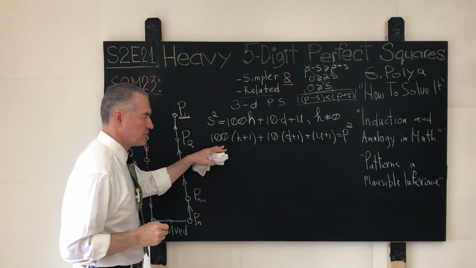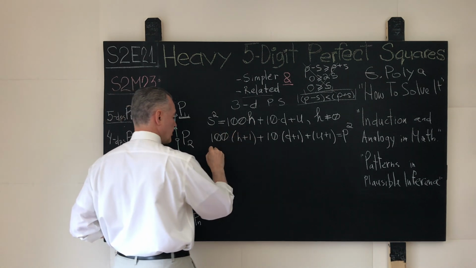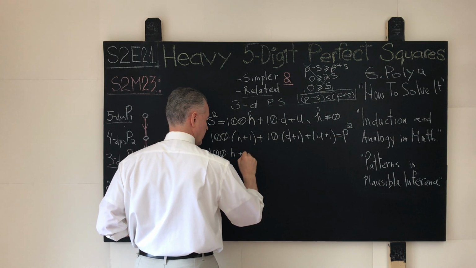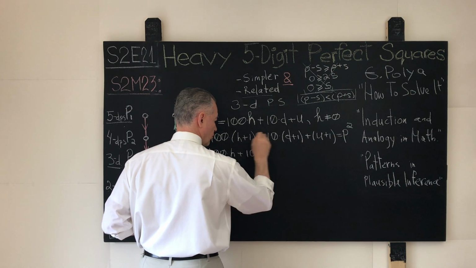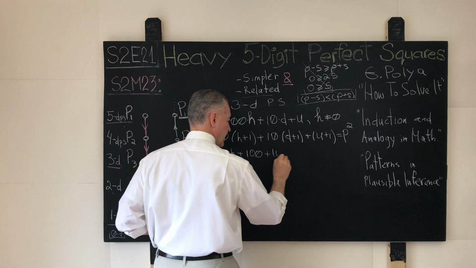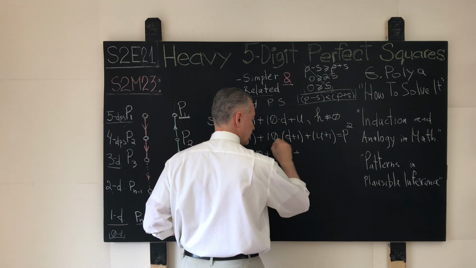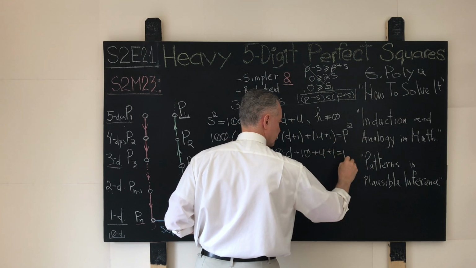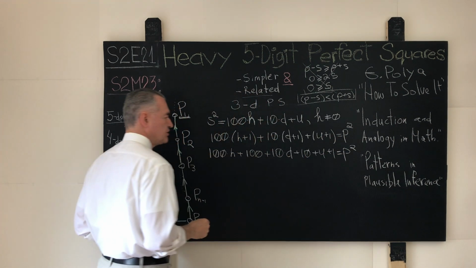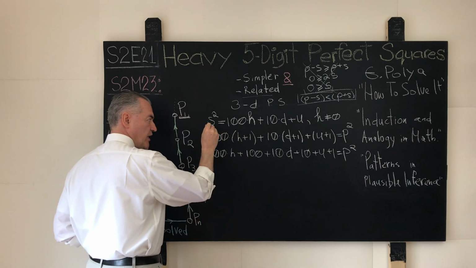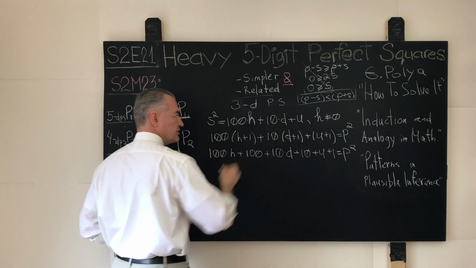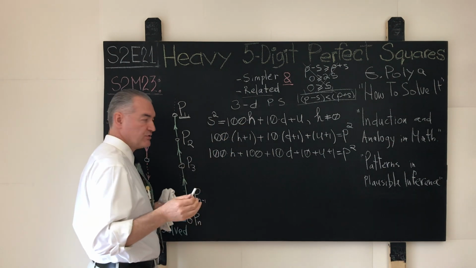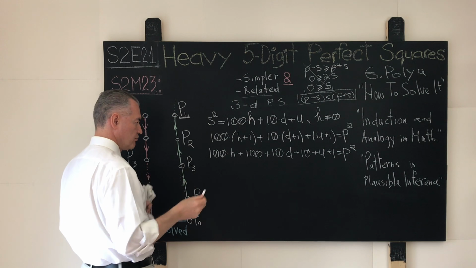Do we see actionable mathematics in here? Yes, we do. We open up the parentheses, and what do we see? 100 times h plus 100 times 1 is 100, plus 10 times d plus 10 times 1 is 10, plus u plus 1 is p squared. And what do we see? We want to find the portrait of s squared written in its decimal expansion. This, by the way, is a little theorem. Depending on the course that you take, it may be mathematics or computer science.